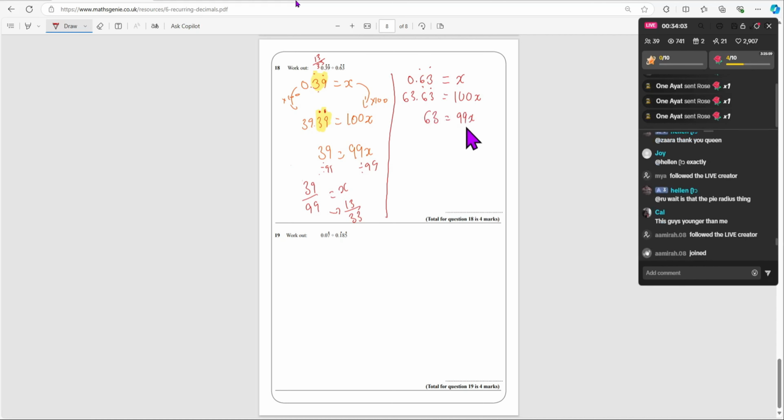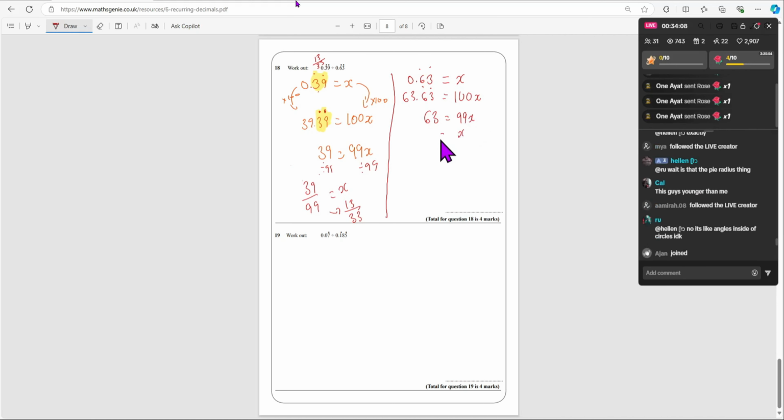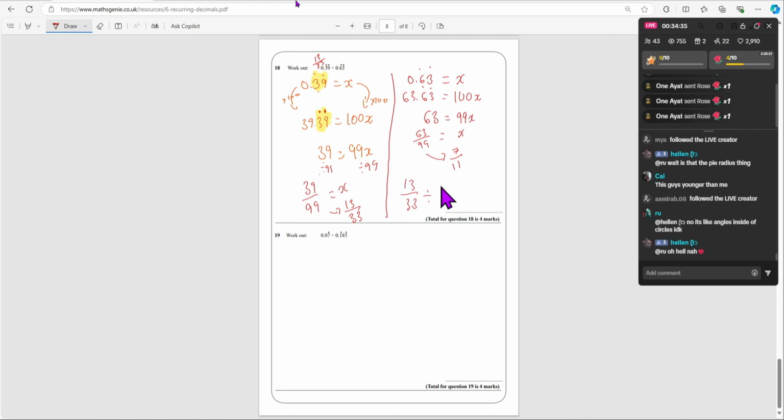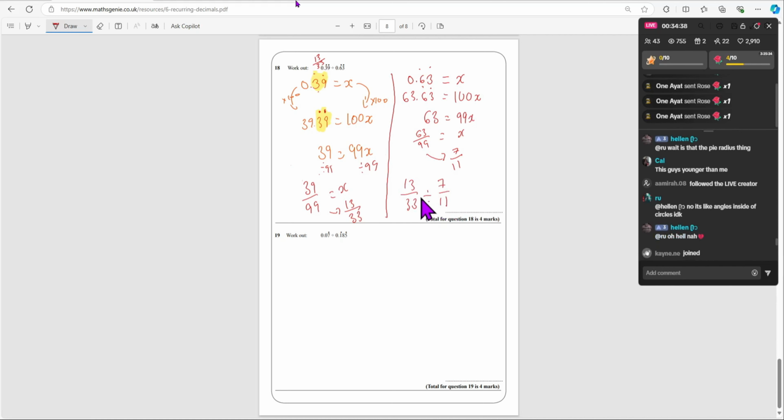So then we're going to rearrange this to get x on its own. So we're going to get 63 over 99. We're dividing by 99. And then we know that we can simplify this to 7 over 11. And now once you have found those fraction values, you're going to do the same thing, but we're just going to do 13 over 33, so 0.39 recurring, divided by 7 over 11. Okay?